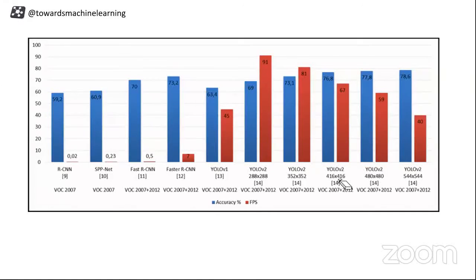So you can use YOLO algorithms. You can see they have every count above 30 only, right? 45, 91, 81, 67, 59, 40. So these are good frames per second which you can use. So this is one of the big factors, I can say, in deciding on an algorithm for your application. If it is a real-time application, you will have to go for YOLO algorithms.